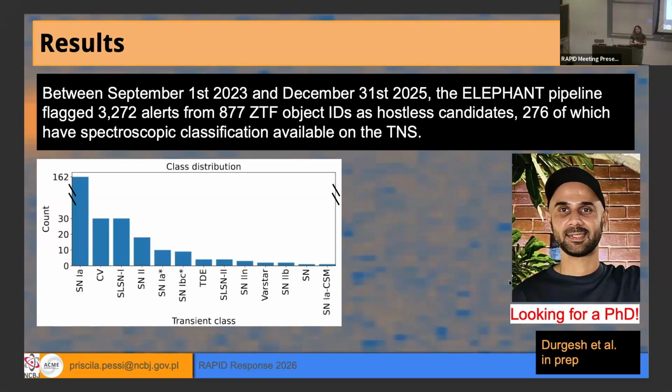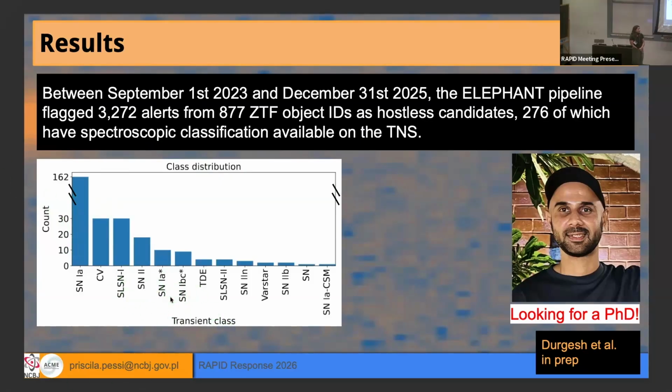So between the start of this project in 2023 and December 2025, our pipeline flagged 877 events, and 276 of these have a classification on TNS. Unfortunately, we have a ton of 1A supernova, and I say unfortunately because I'm a superluminous supernova person, and I was not looking for this. It was a bad oversight on my side. But we also have many other interesting things.